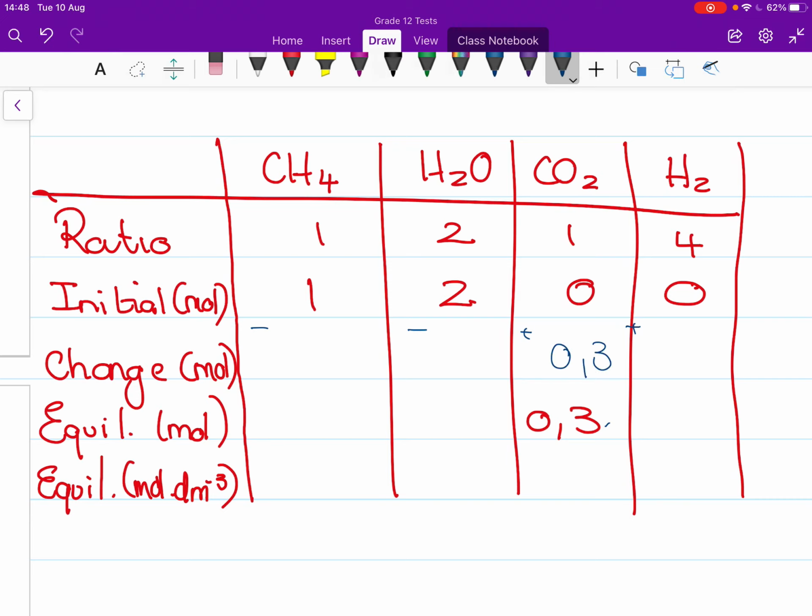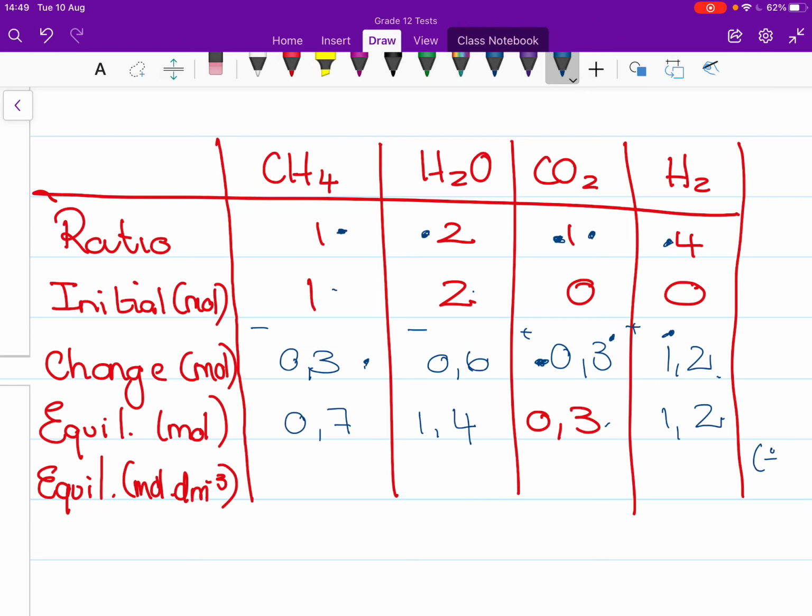Now I use the mole ratio. 0.3 times 1 divided by 1 ends up over there. 0.3 times 2 divided by 1 ends up over here, 0.6. 0.3 times 4 divided by 1 ends up over here, 1.2. Remember, we minus, so it's going to be 1 minus 0.3, 0.7. 2 minus 0.6, 1.4. 0 plus 1.2, 1.2, but we're not done.